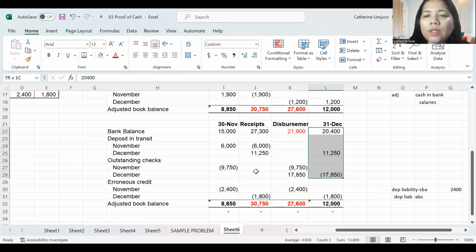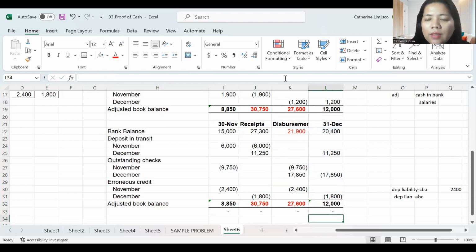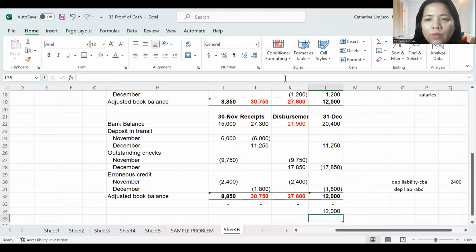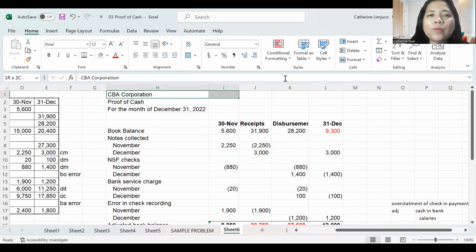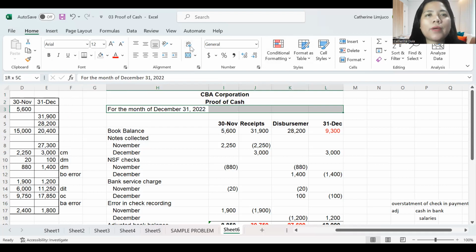If you get the total of this one, it's 12,000. Let's double check: 8,850 plus 3,750 minus 27,600 will arrive at 12,000. So this is how you prepare your book of cash. Let's adjust the header like this one, because we will be preparing a report and we want our report presentable.